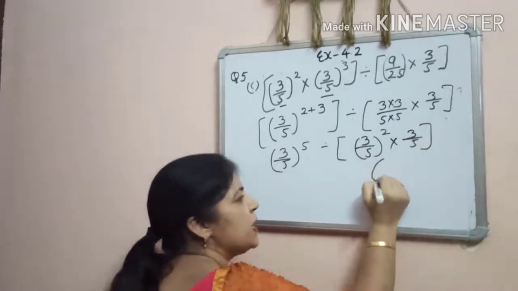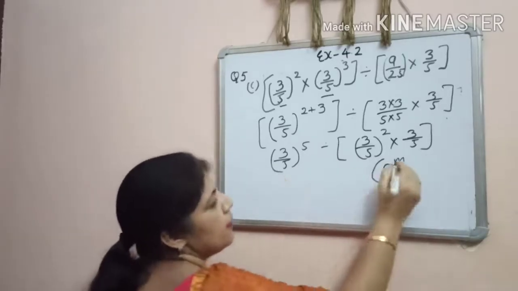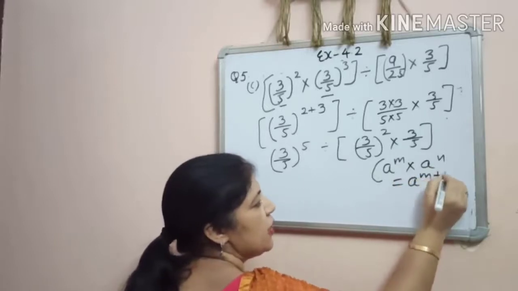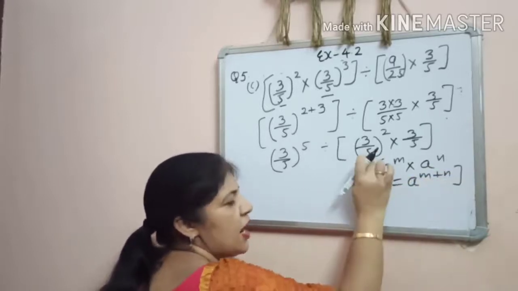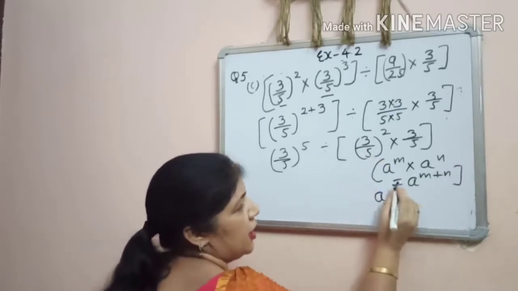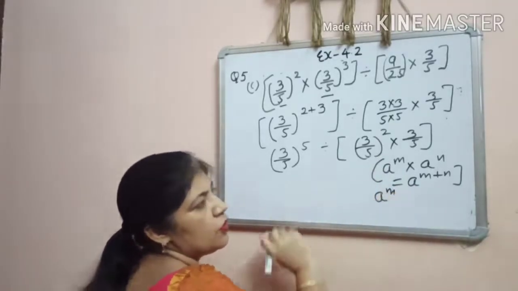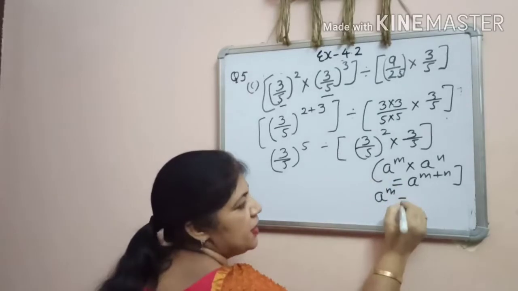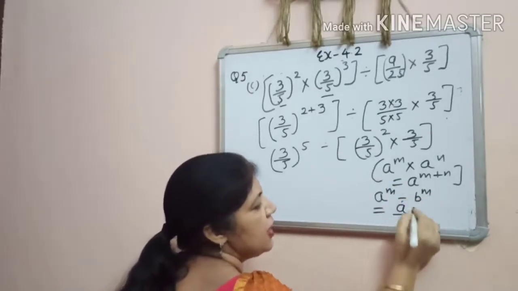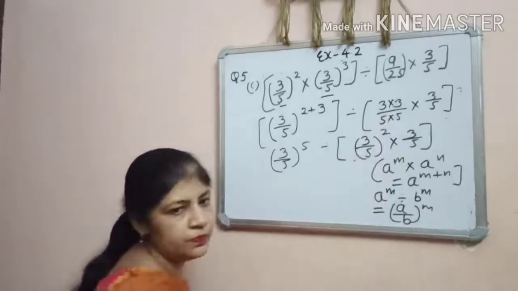You have to write the law in the bracket. A raised to the power m multiply by a raised to the power n, that is equal to a raised to the power m plus n. And one more law we have used here. A raised to the power m divided by b raised to the power n, then you will get a by b raised to the power m in this part.